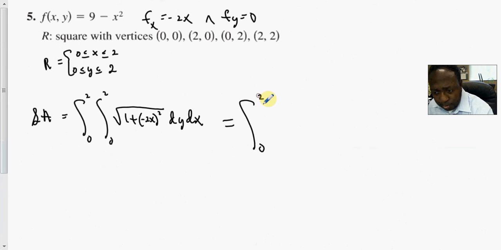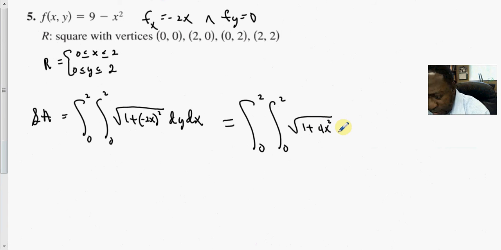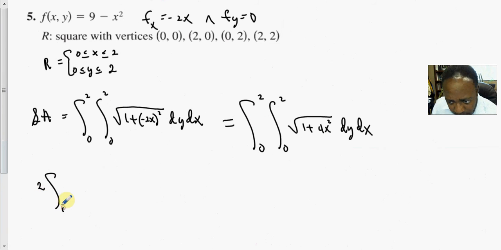This is the integral from 0 to 2, integral from 0 to 2, the square root of 1 plus 4x squared dy dx. Why did I choose dy first? There's no y here, so let's integrate with respect to y, and that just becomes 2 times the single integral, right? 2 times the integral from 0 to 2 of the square root of 1 plus 4x squared dx.